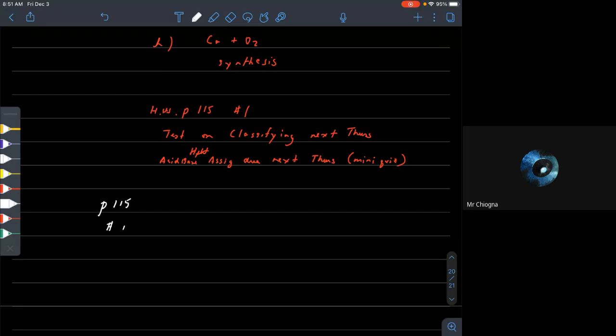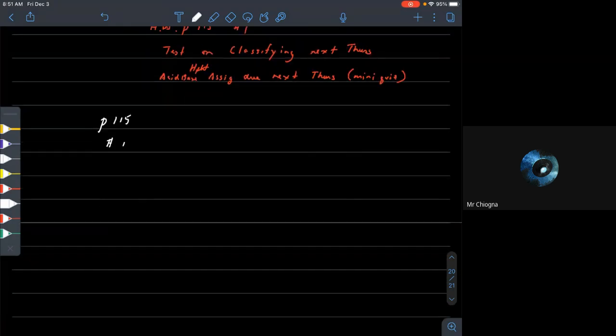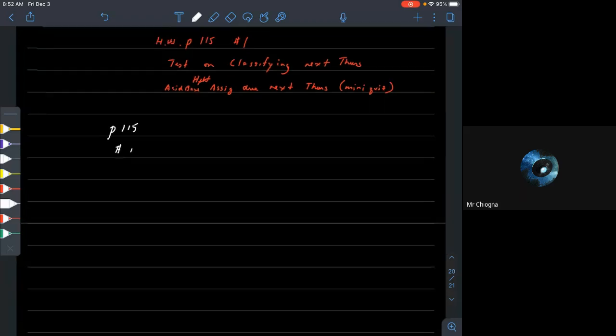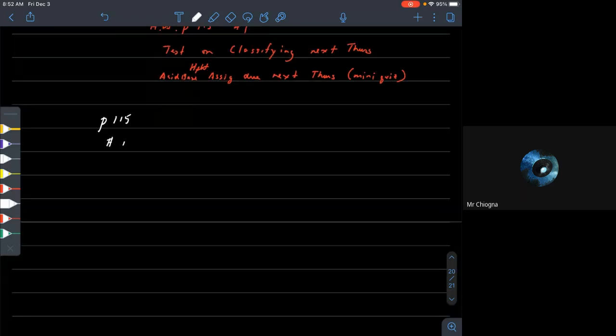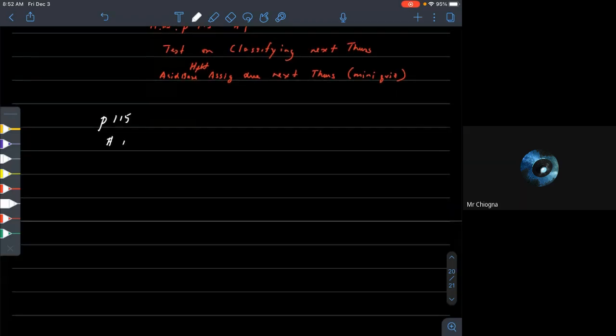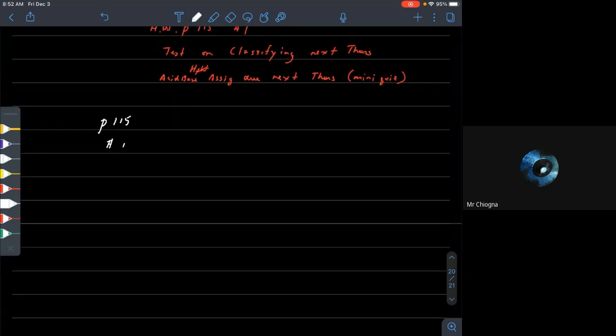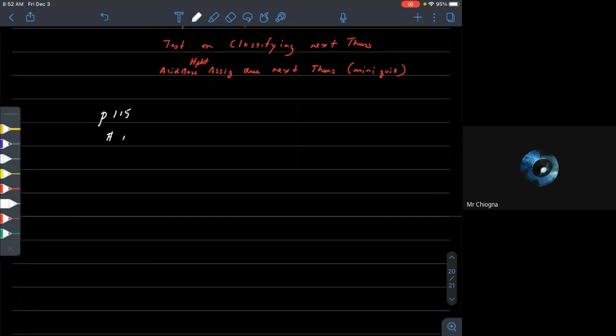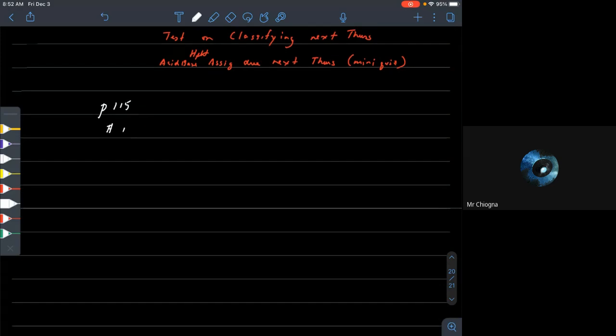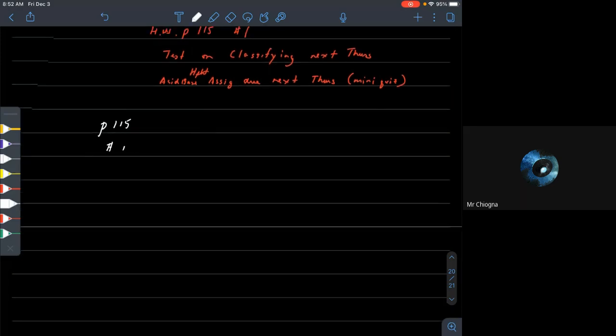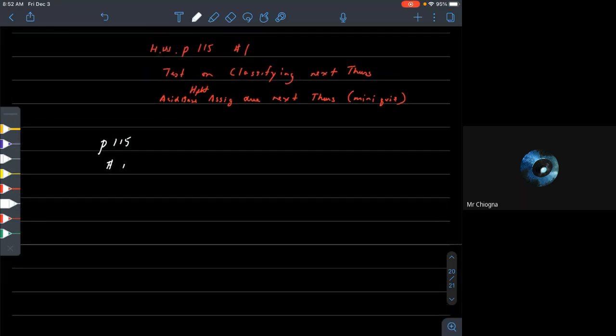Number 1A. Shoot, one of the problems here already. What's going on here? My screen's acting wonky. Okay.